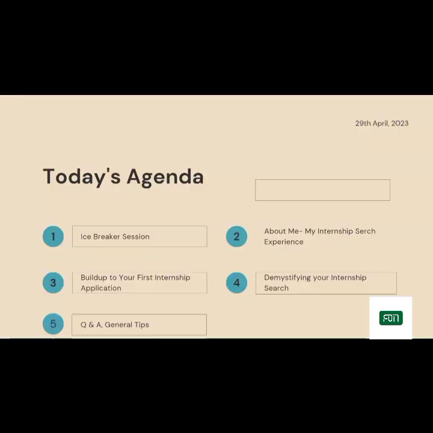Yeah, so today we are going to be doing a little bit of icebreaker. Then I'll talk about myself and then talk about the build up to your first internship application. Then talk about how you can demystify your internship search, and then question and answer and then general tips.